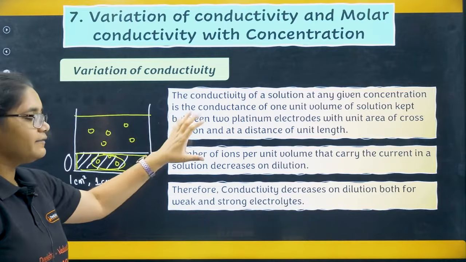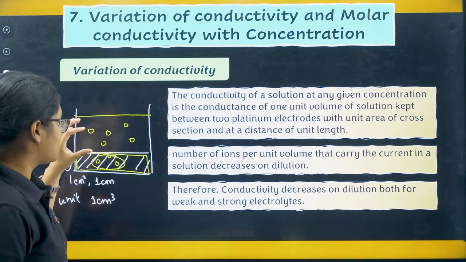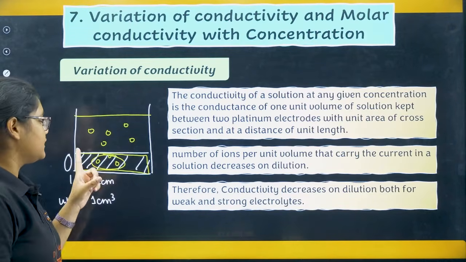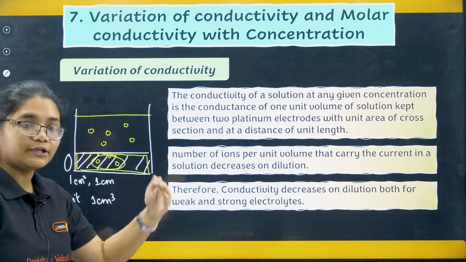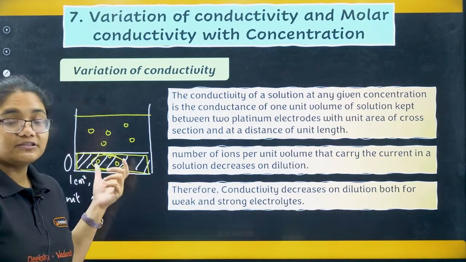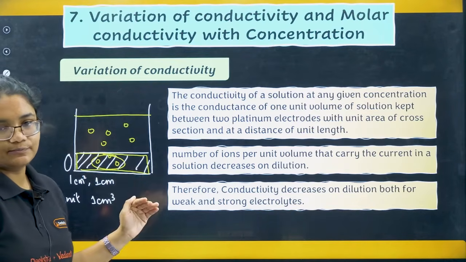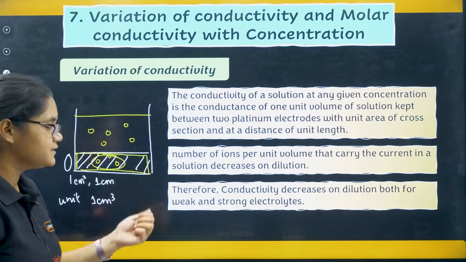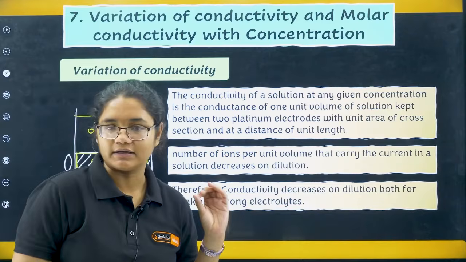Conductivity is basically the conductance of ions present in 1 unit volume. When you dilute it or decrease the concentration, the number of ions per unit volume decreases. So if the number of ions decreases, conductivity will also decrease.